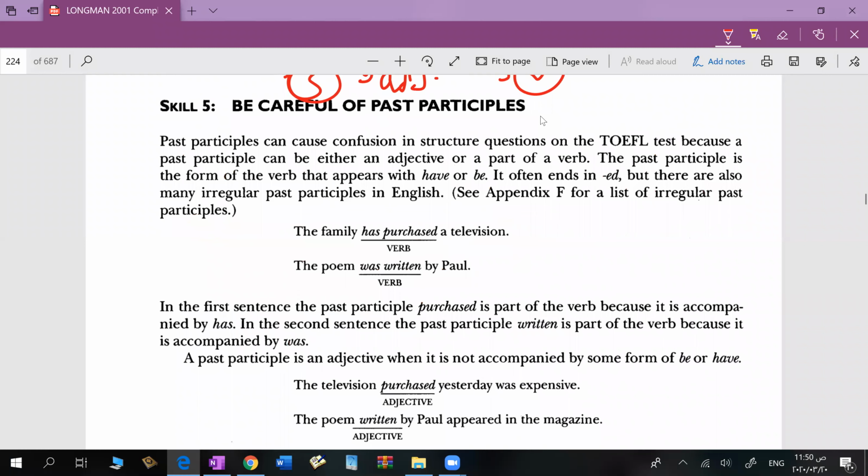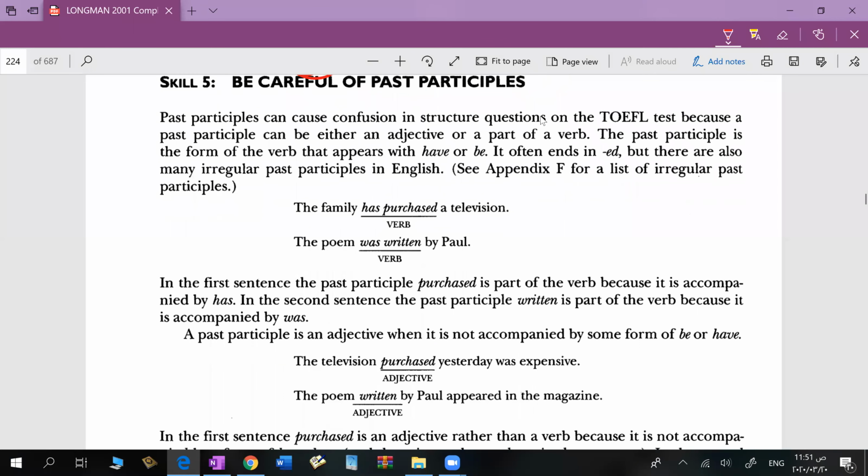Now we have here a very similar skill. Be careful of past participles. It's pretty much the same, but instead of the present participle, it's the past participle. Past participle is the third conjugation, like, for example, listen, listened; eat, ate, eaten; drink, drank, drunk; drive, drove, driven. So we have the present participle, which is the ing, and the past participle, which is the third conjugation.